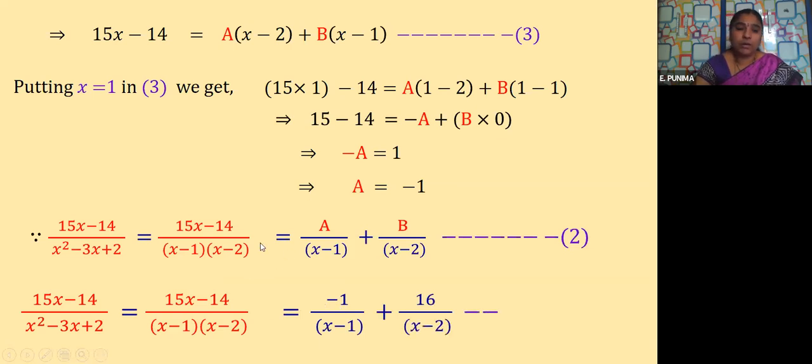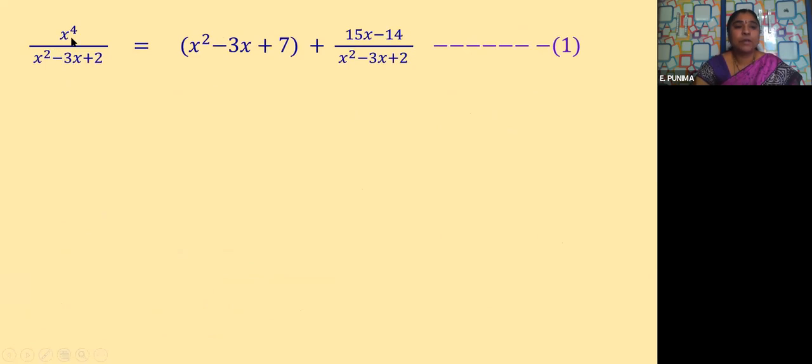Okay, our sum has not yet completed, children, because this is only the part where the proper fraction is split into partial fractions. But our given sum is an improper fraction. So there this term has to be replaced. Clear? So what is that? This is our improper fraction, x to the power of 4 by x square minus 3x plus 2, is equal to, this is our quotient after the division process, x square minus 3x plus 7, plus this proper fraction. Yes or not? This is our equation number 1.